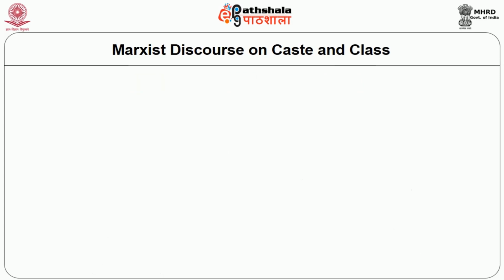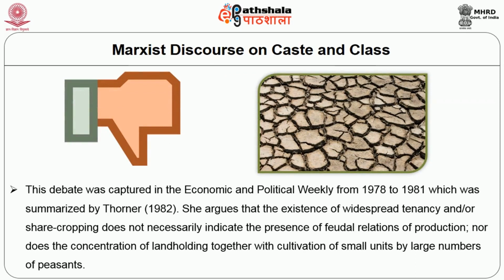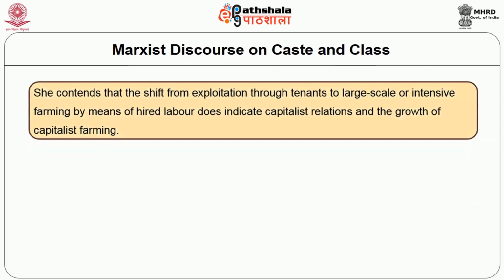However, within the Marxist scholarship, there were disagreements regarding the mode of production in agriculture, and this debate was captured in the Economic and Political Weekly from 1970 to 81, which was summarized by Alice Thorner. She argues that the existence of widespread tenancy and/or sharecropping does not necessarily indicate the presence of feudal relations of production, nor does the concentration of land holding together with cultivation of small units by a large number of peasants. She contends that the shift from exploitation through tenants to large scale or intensive farming by means of hired labor does indicate capitalist relations and the growth of capitalist farming.